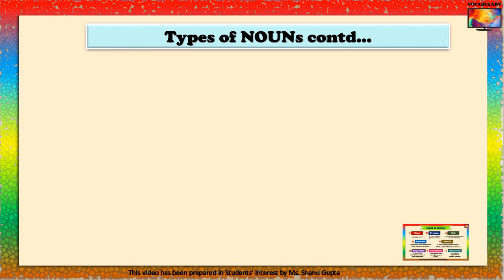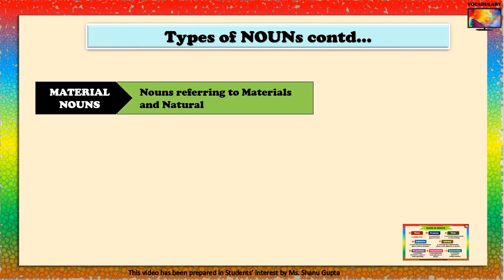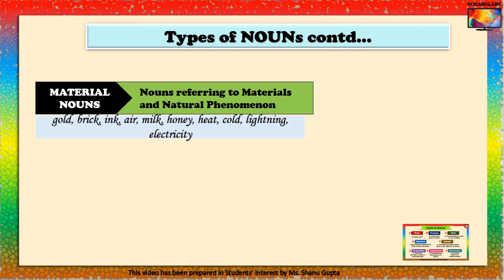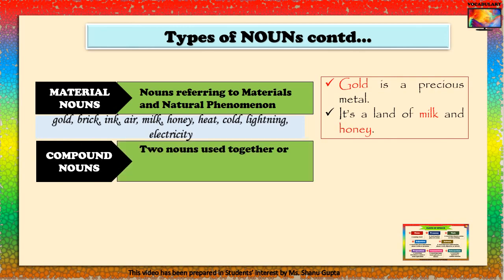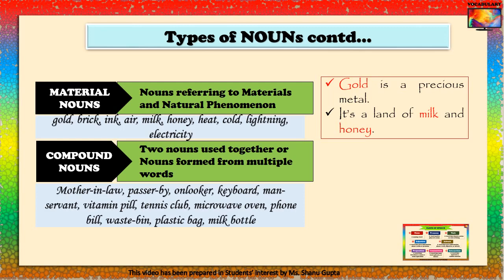Other types of nouns are material nouns, which are nouns referring to materials and natural phenomenon such as gold, milk, honey, heat, lightning, etc. And compound nouns, which are nouns formed from two or more words like plastic bag, vitamin pill, milk bottle, mother-in-law, etc.